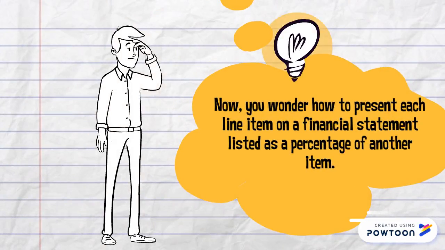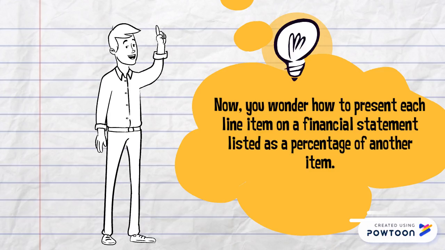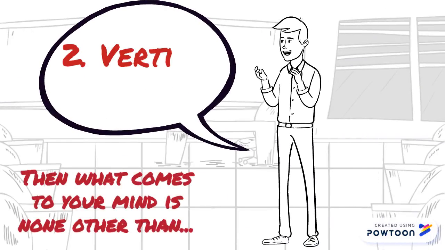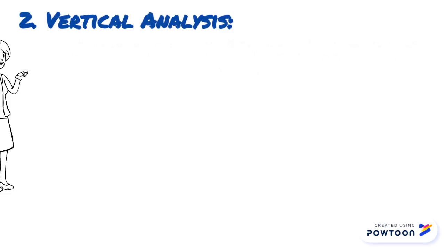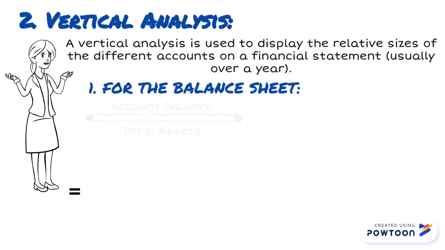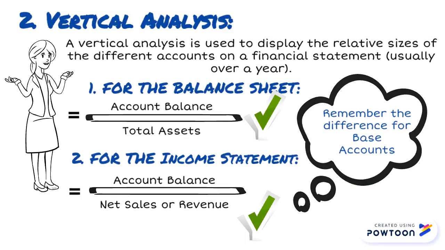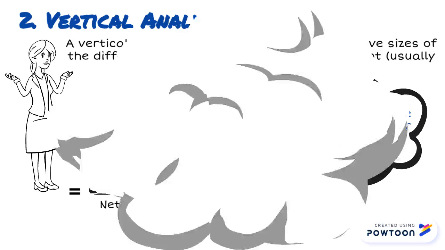Now, you wonder how to present each line item on a financial statement as a percentage of another item. Then what comes to your mind is none other than the vertical analysis. Vertical analysis is used to display the relative sizes of the different accounts on a financial statement. This time it's not 2 steps like the horizontal analysis, but 2 methods for 2 different statements. For the balance sheet, it's account balance divided by total assets, and for the income statement, it's your account balance over net sales or revenue.